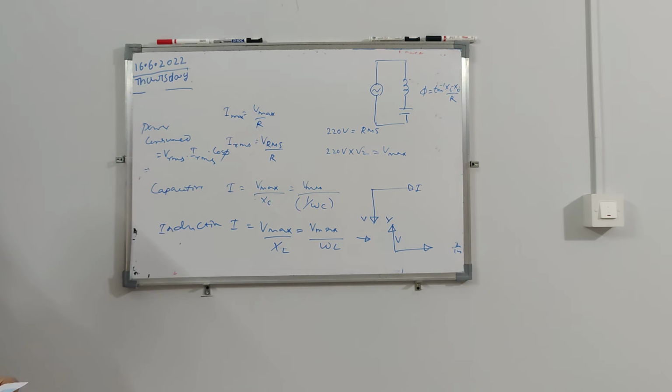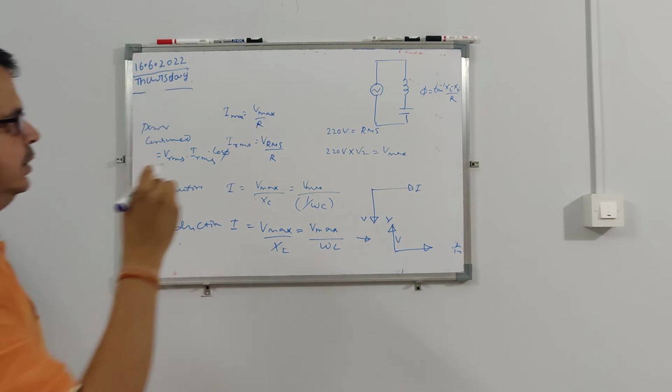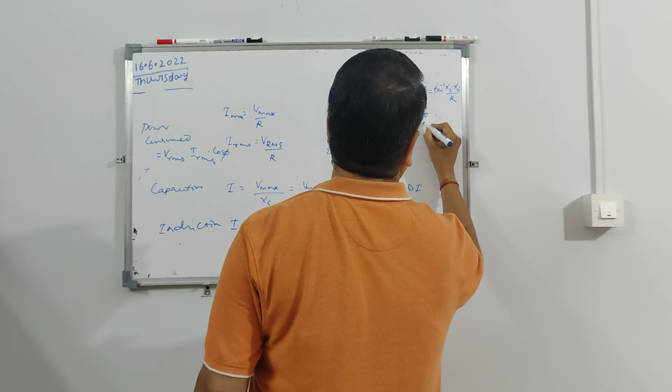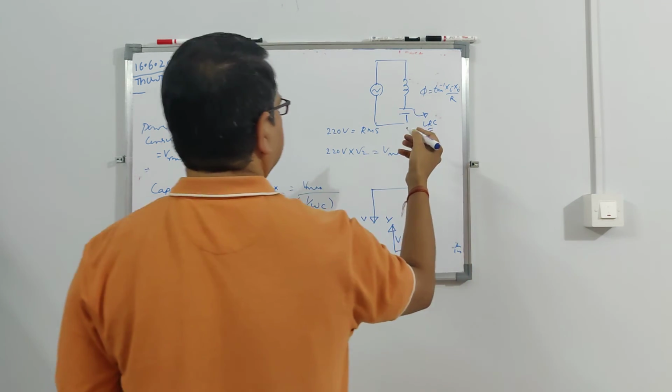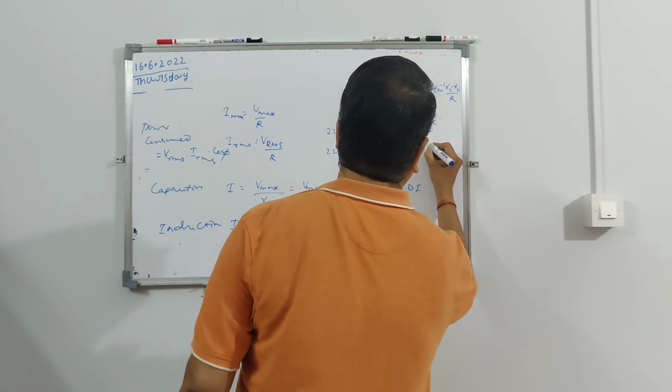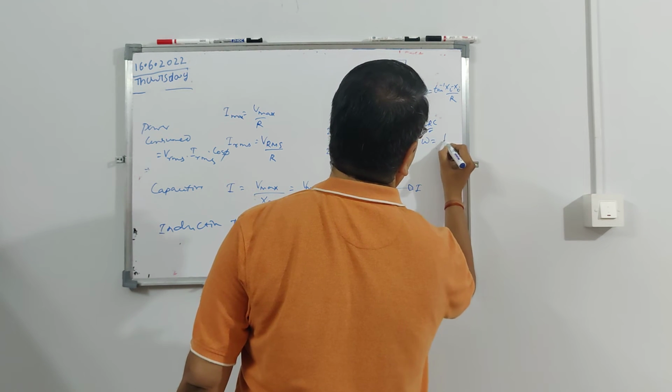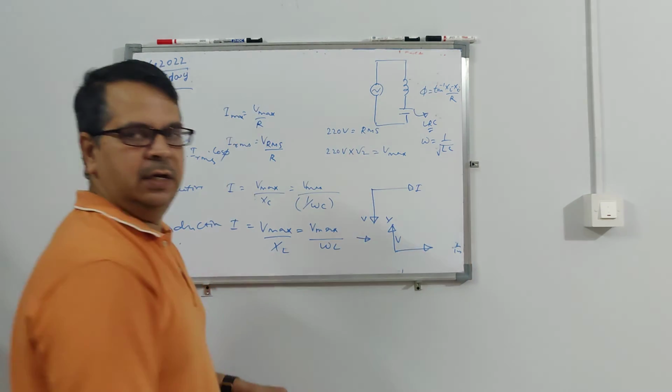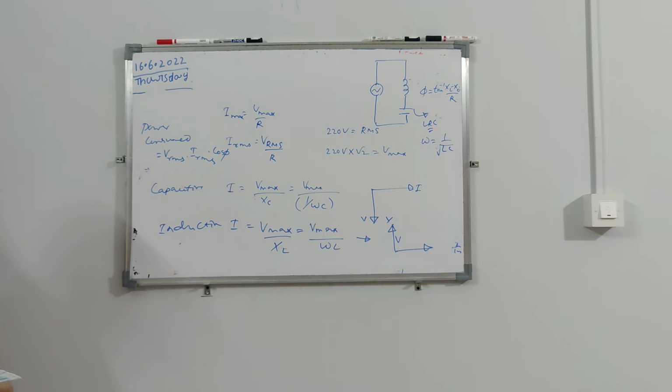And then there is a phenomenon called resonance in an LCR circuit. Omega is equal to the resonating frequency, omega equal to 1 by square root LC. So that is the resonant frequency. That kind of question can also come.